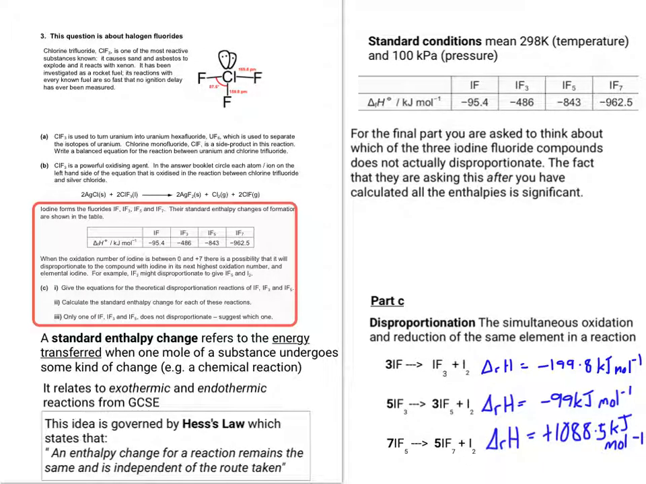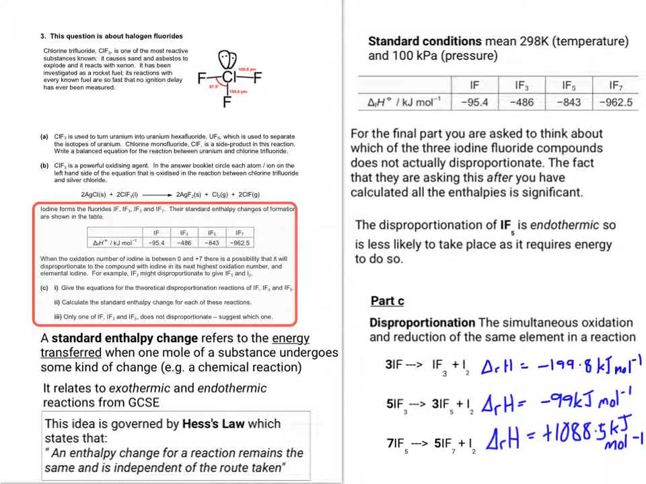So if you look at the enthalpy values, 2 of them are exothermic, meaning that they release energy, but 1 of them is endothermic. If something's endothermic, it means it's got to take energy in before it happens. So therefore it's less likely to take place unless there's energy input into the system. So therefore the correct answer is IF5 because it's endothermic delta RH value for its disproportionation.